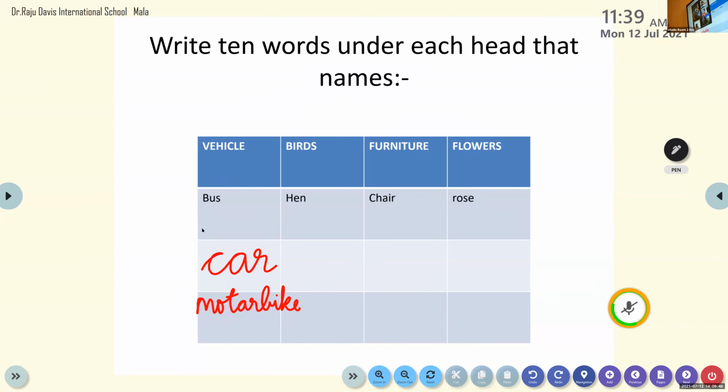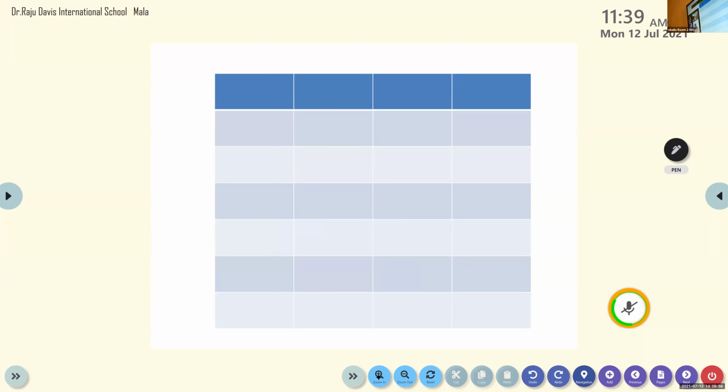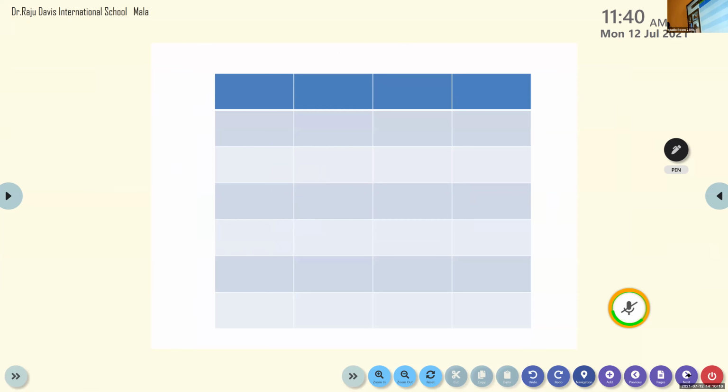Yes, Siddharth, come on. Car is over, bus is over, and car and motorbike are over. Still more are there. Come on, Siddharth. Bus is over, my dear. Bus is over, car is over, motorbike is over. Yes, come on. Other boys, please do think of it, okay? Yes, what did you say? Come on, tell me.